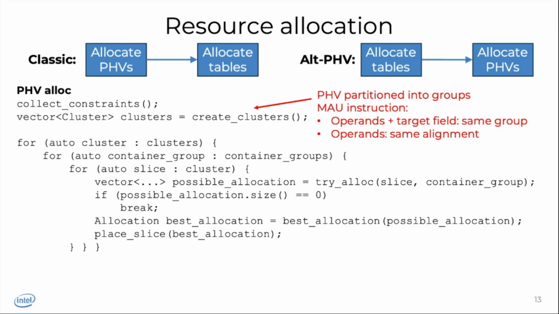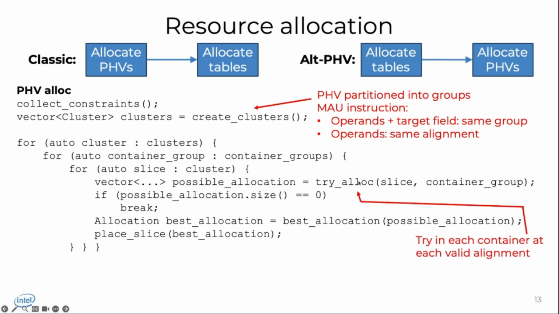But once we've created all these clusters, then we have this nested iteration loop, where we go through the clusters that we've created, and then for each cluster, we go through all of the possible container groups. And then within the cluster, we go through all of the identified potential slices. And for each, we basically try to perform allocation for the particular slice within the container group we're looking at. And assuming that we get at least one allocation, then we choose the best allocation and commit that allocation.